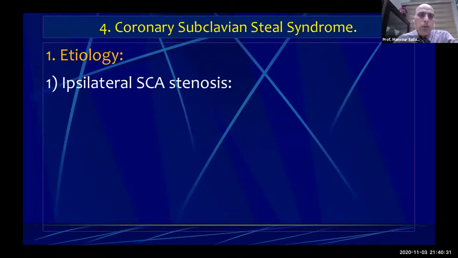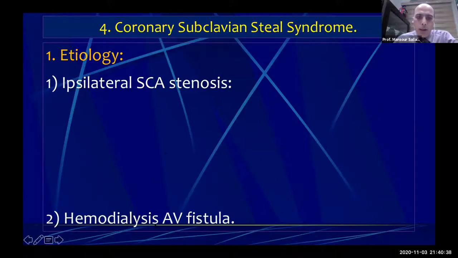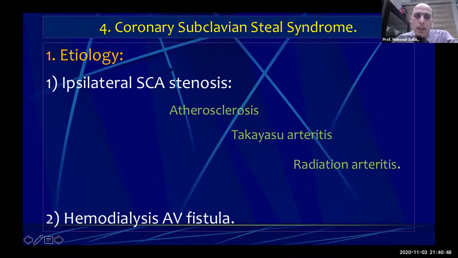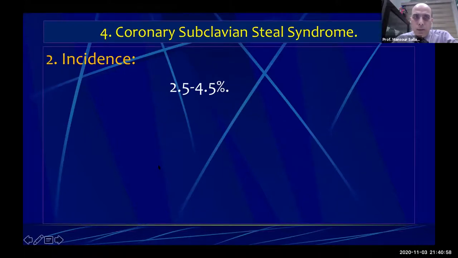So what is coronary subclavian steal syndrome? The etiology reported in literature is ipsilateral subclavian artery stenosis, a tight hemodynamically significant lesion or total occlusion, or an AV fistula, like a left arteriovenous fistula for hemodialysis. The commonest cause of ipsilateral subclavian artery stenosis is atherosclerosis by far, approximately 90%. However, Takayasu arteritis and radiation arteritis have been mentioned in literature. I was impressed when I read that coronary subclavian steal syndrome happens in approximately 4% of CABG patients, usually from 2 years to 31 years after CABG. But it may happen earlier if the subclavian artery stenosis was missed before surgery, like our patient.